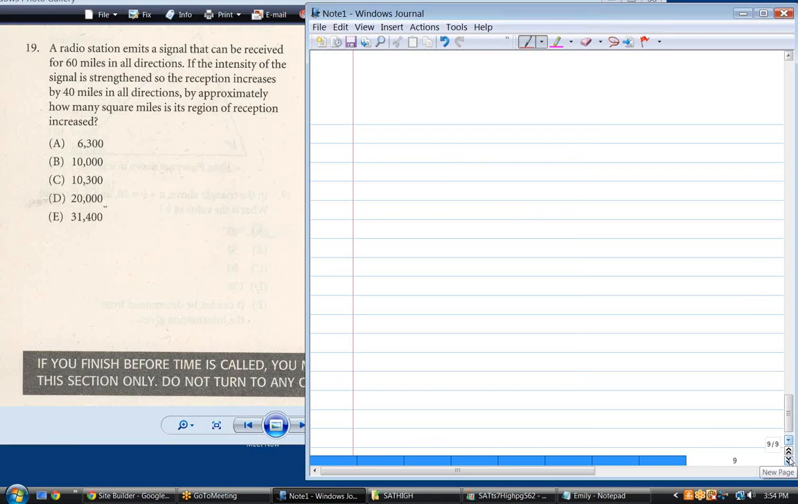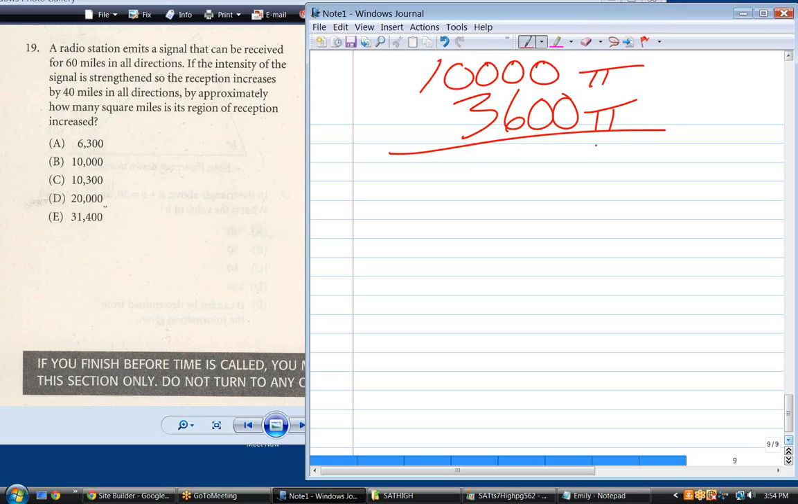Ooh, so this is going to be a pi problem. So first we have to do 60 squared times pi. And then we have to do 100 squared times pi. And then we do that minus 60 squared. There. And I get about 20,000. Yeah. Good.